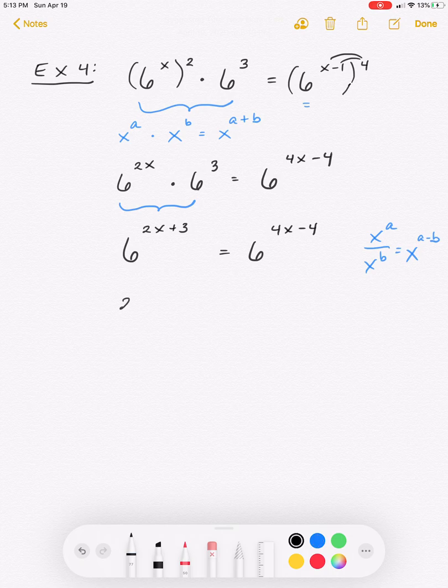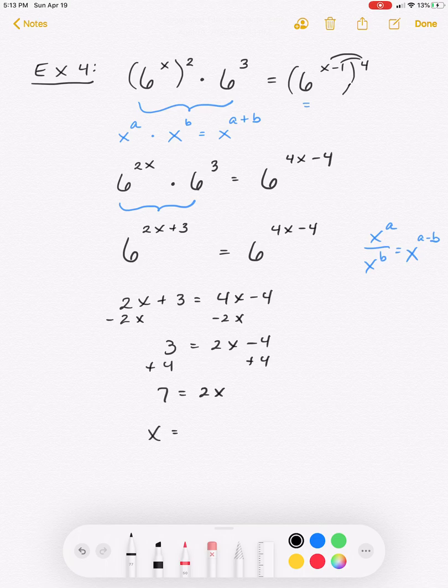But now we got bases the same, so this is usually the part where it's downhill because we're just solving an easy equation. 3 equals 2x minus 4. 7 equals 2x. I divide both sides by 2. I get x equals 7/2.